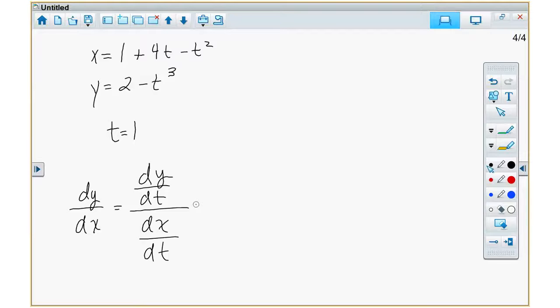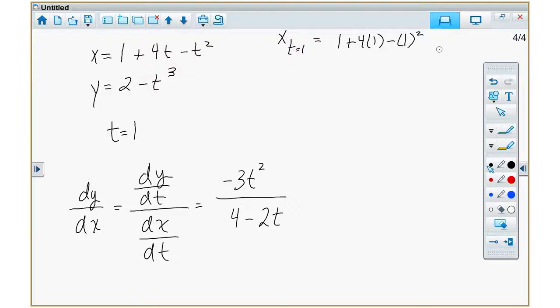So our derivative dy/dt is what? Negative 3t squared, over 4 minus 2t. Is that what y'all got? Okay, what do you do now? Well, t is equal to 1. So x at t equals 1 is 1 plus 4 times 1 minus 1 squared. That's going to be 1 plus 4, which is 5, and 5 minus 1 is 4. So that's our x component.